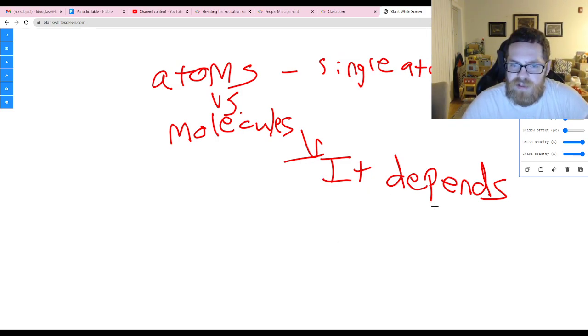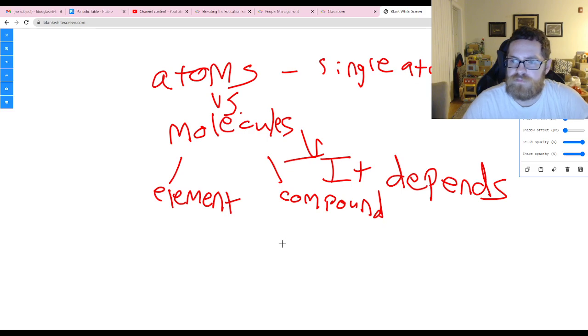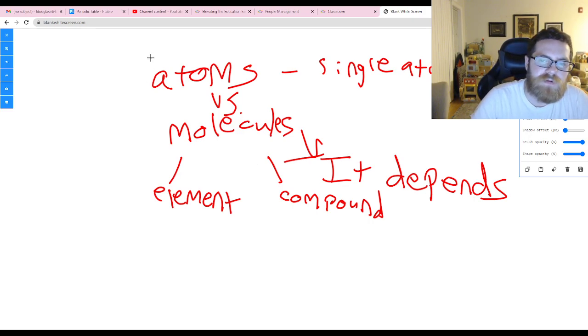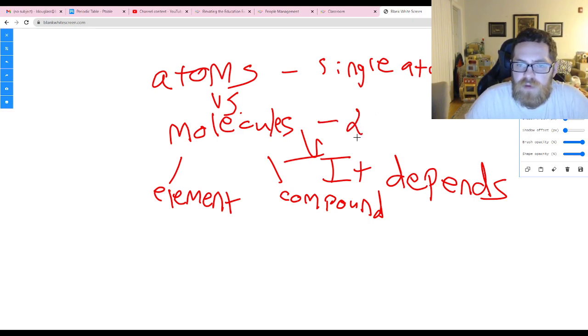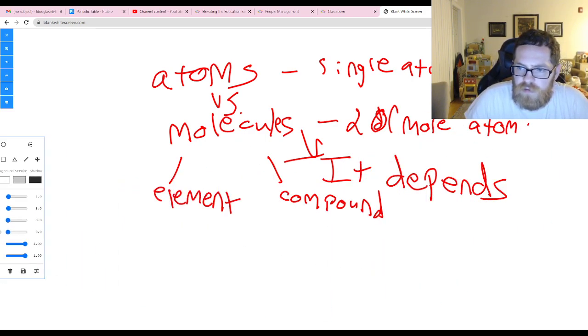It depends. It can be an element or a compound. So the reason for this is a molecule. An atom is a single atom. A molecule is two or more atoms just together.